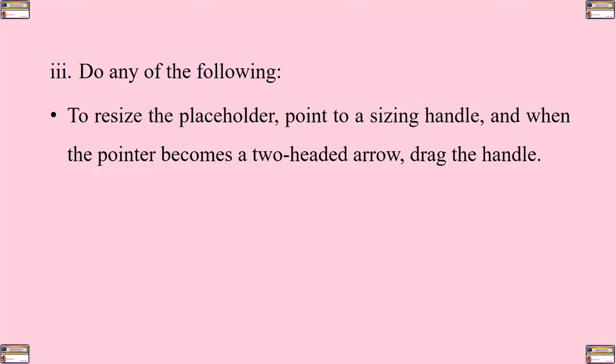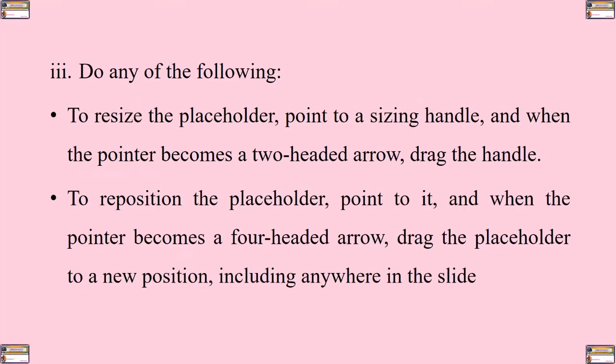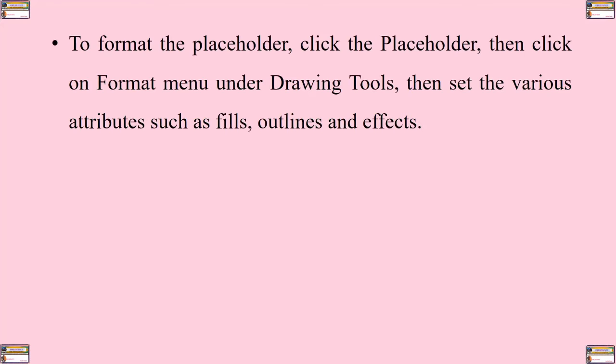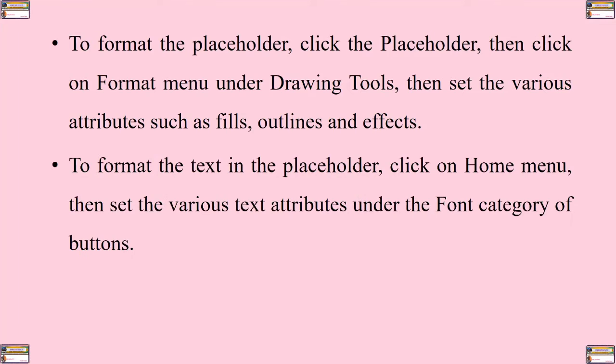To resize the placeholder, point to a sizing handle, and when the pointer becomes a two-headed arrow, drag the handle. To reposition the placeholder, point to it, and when the pointer becomes a four-headed arrow, drag the placeholder to a new position, including anywhere in the slide. To format the placeholder, click the placeholder, then click on the Format menu under Drawing Tools. Then set the various attributes, such as fills, outlines, and effects.